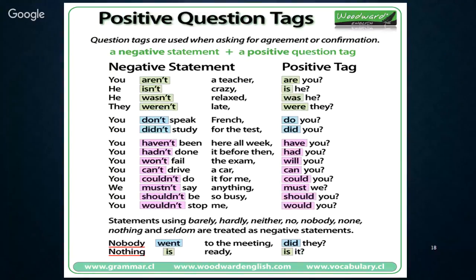You can't drive a car, can you? You couldn't do it for me, could you? We mustn't say anything, must we? You shouldn't be so busy, should you? You wouldn't stop me, would you?